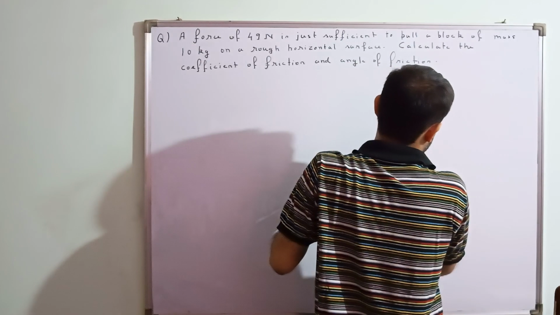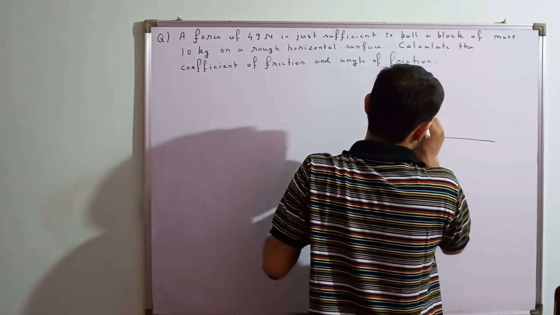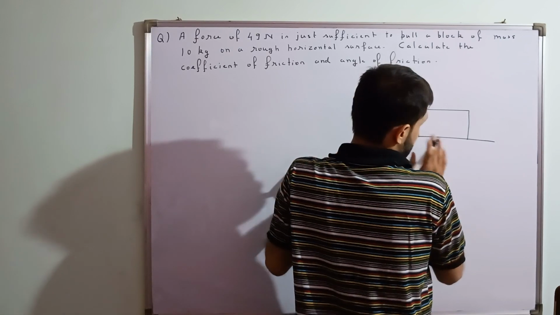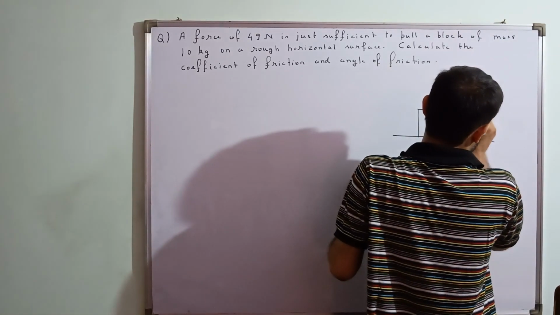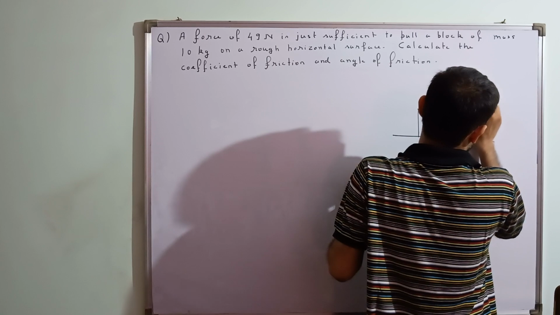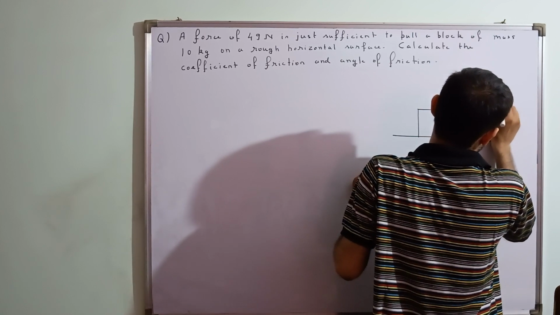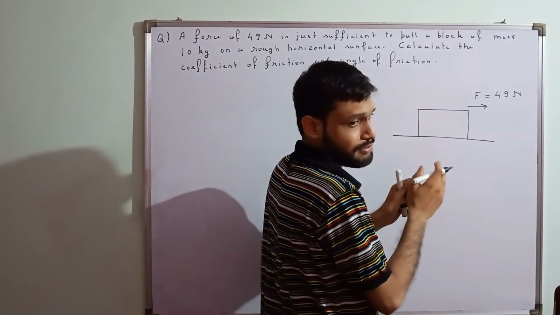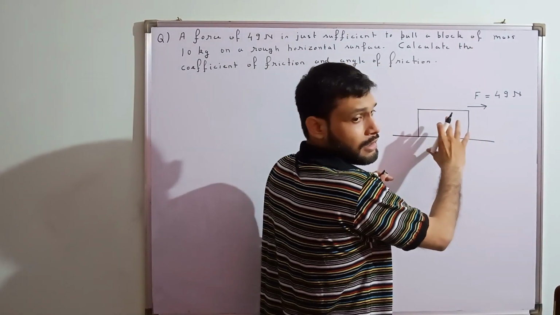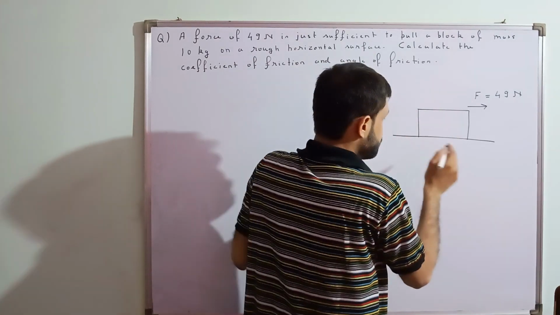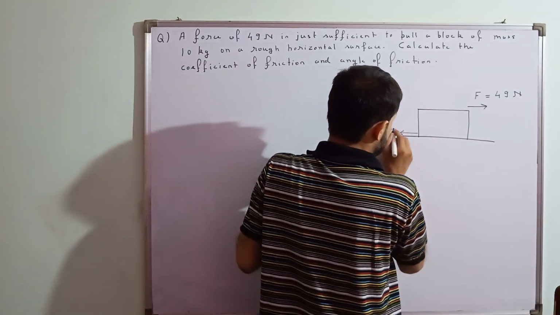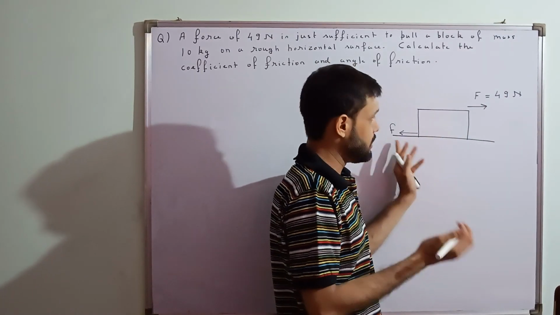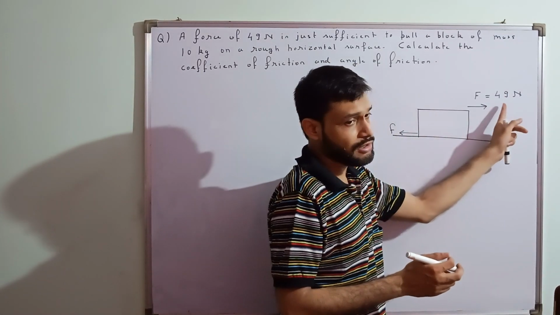Let's draw the diagram over here. I am having a block over here. Now I am applying a force over here. How much force am I applying? I am applying a force of 49 Newton. And this is just sufficient to pull it. That means this is just sufficient to overcome the limiting friction. That means friction is acting on this side. And this force is just sufficient to overcome this limiting friction. That means the limiting friction is equal to this force.